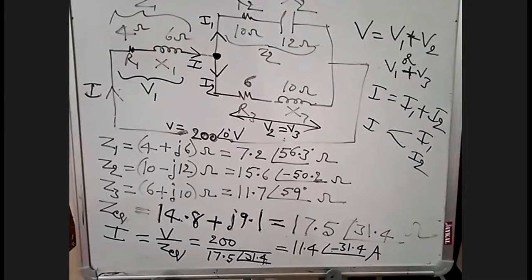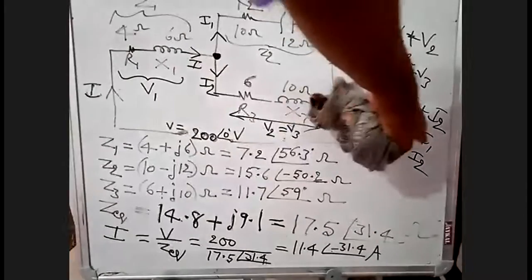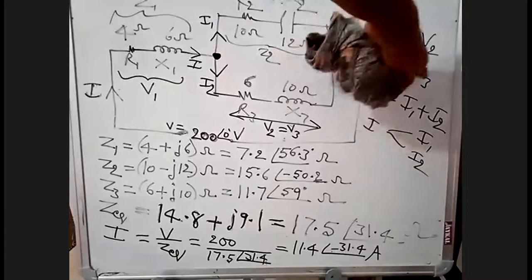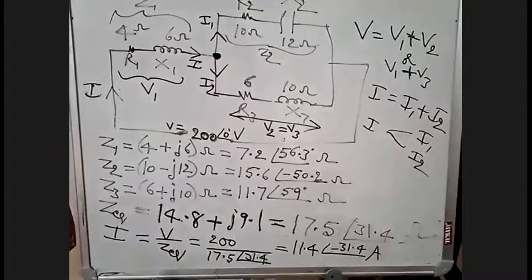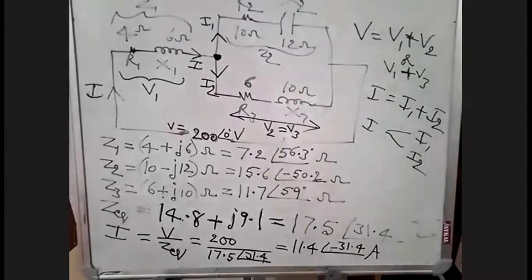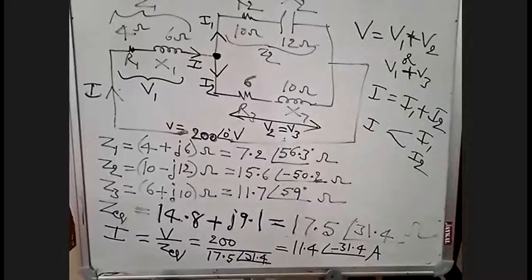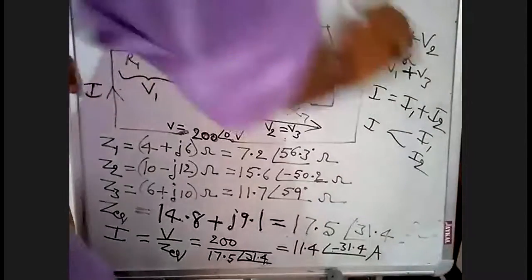Now for drawing the phasor diagram, what do you want to calculate? We want I1, I2, V1, V2. How will you calculate I1 and I2? Have you written this? Yes, sir. Okay. Now see here, I am calculating I1 and I2 first of all.